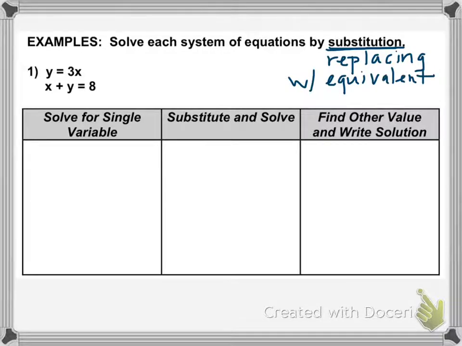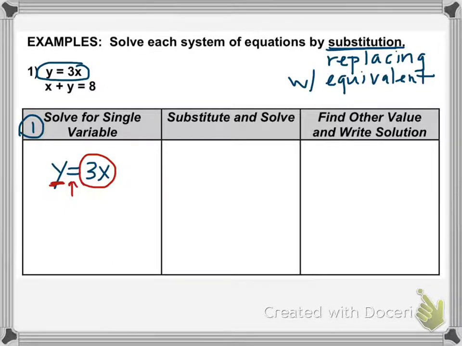Okay, so the first thing we're going to do is start by solving for a single variable. If you look at our two equations, it's totally your choice which one you want to start with. But if you look at this first equation, it's already solved for y. So I'm going to start there. This will be the easiest approach. So if I look at this, what this means is 3x is equivalent to y. They equal each other, right? That's what the equal sign means.